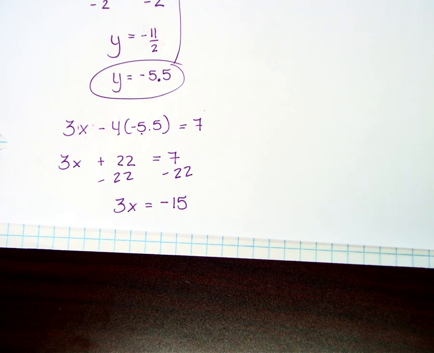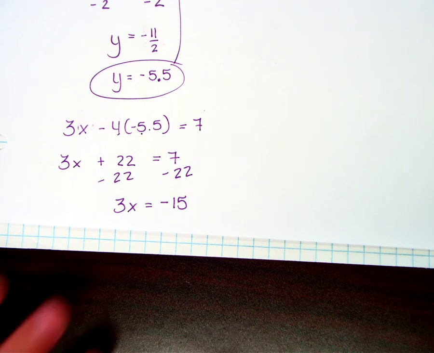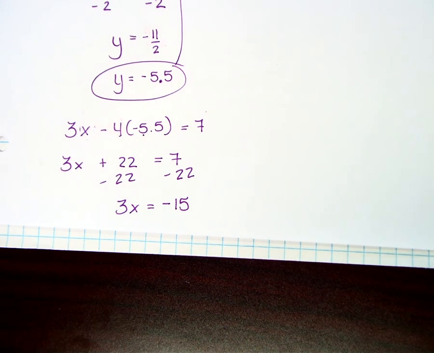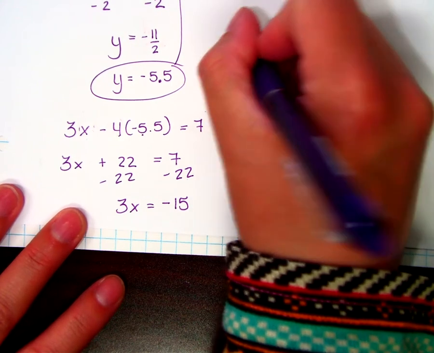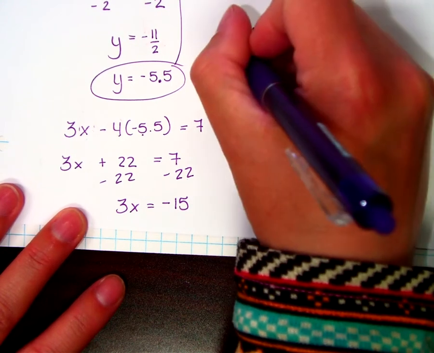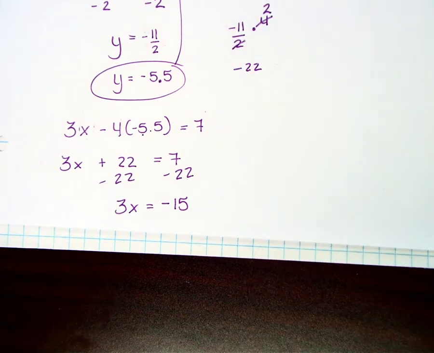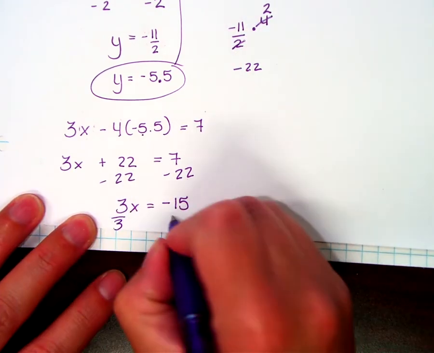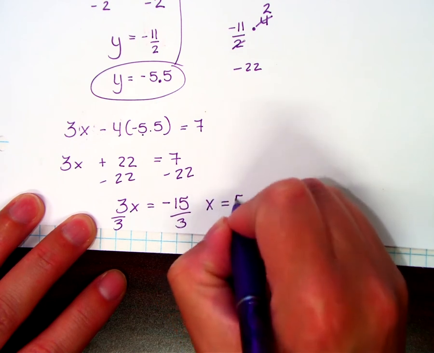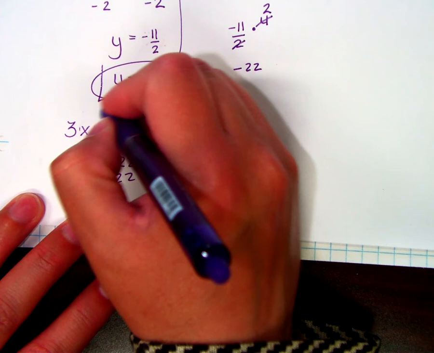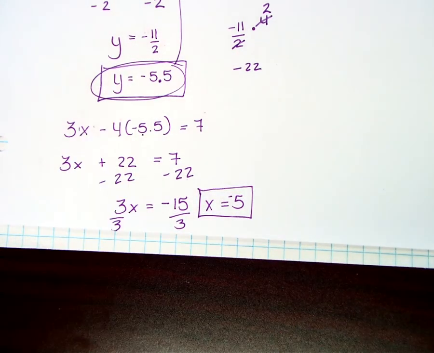Oh, maybe, is it not 22? 22. Yeah, it's 22. Because if I take negative 11 over 2 and I times it by 4, okay, thanks. Negative 5. Good catch. So my answers are y is equal to negative 5.5 and x is equal to negative 5.